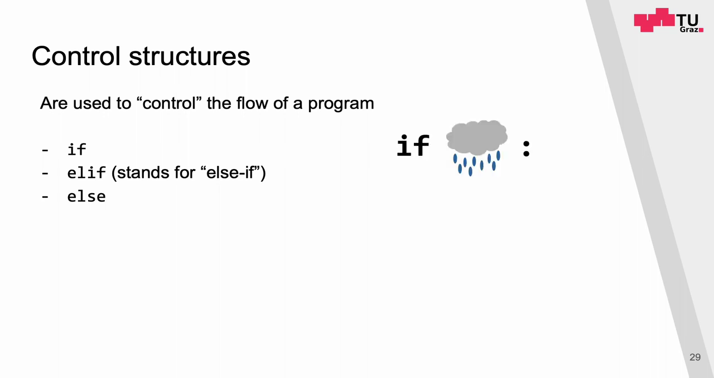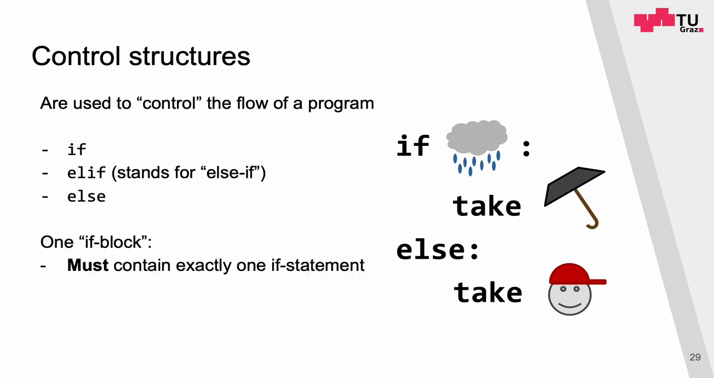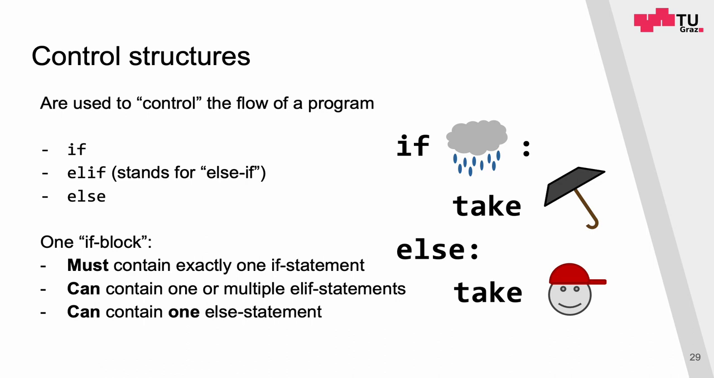So for example, we could say, if it is raining, then take your umbrella, otherwise, else, take your snapback with you. So one if block must contain exactly one if statement, and it can contain one or multiple else if statements, and it can contain one else statement.